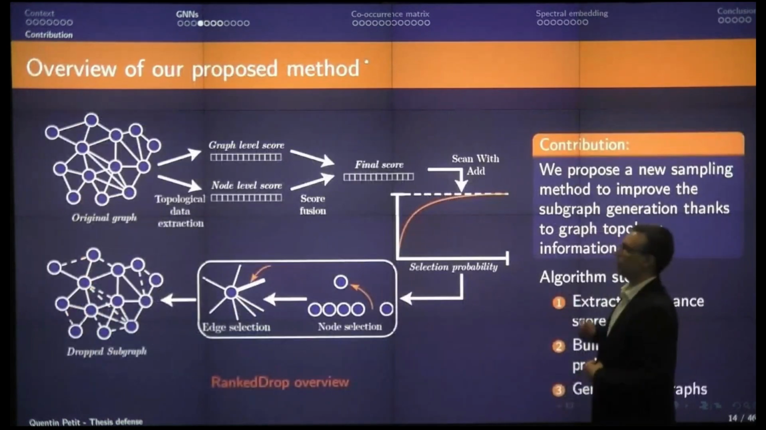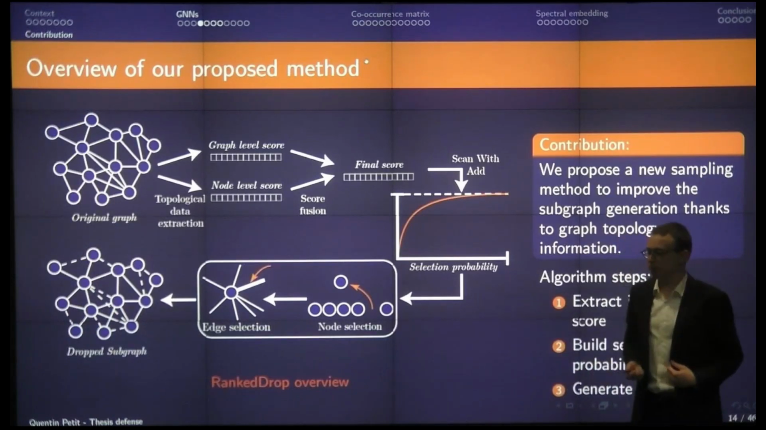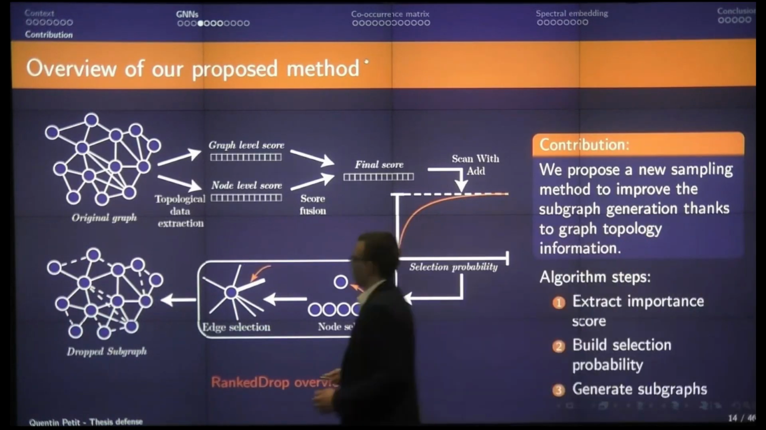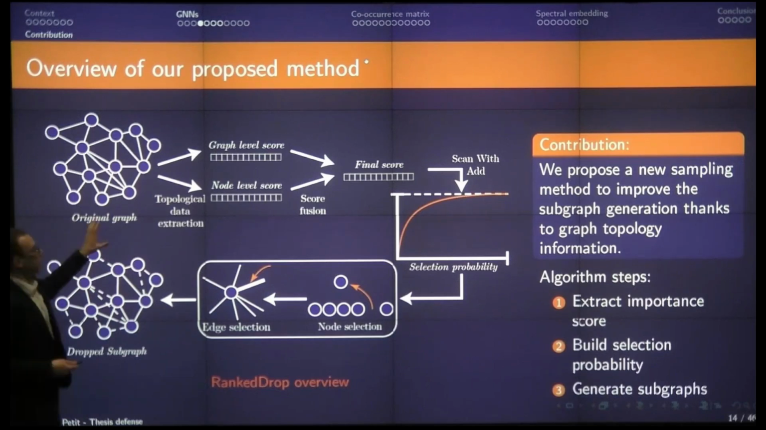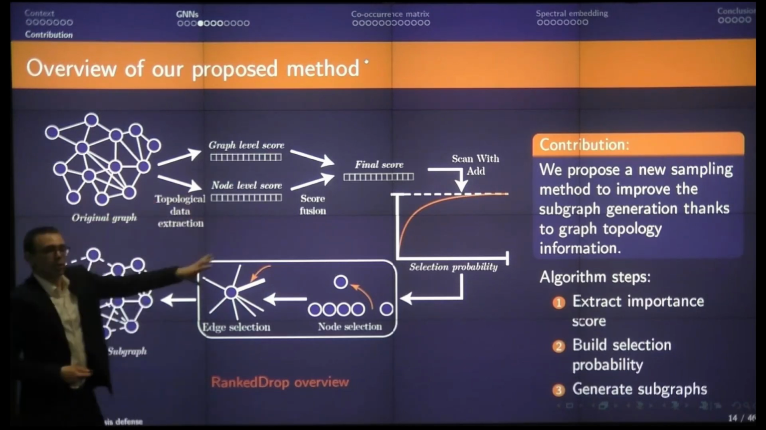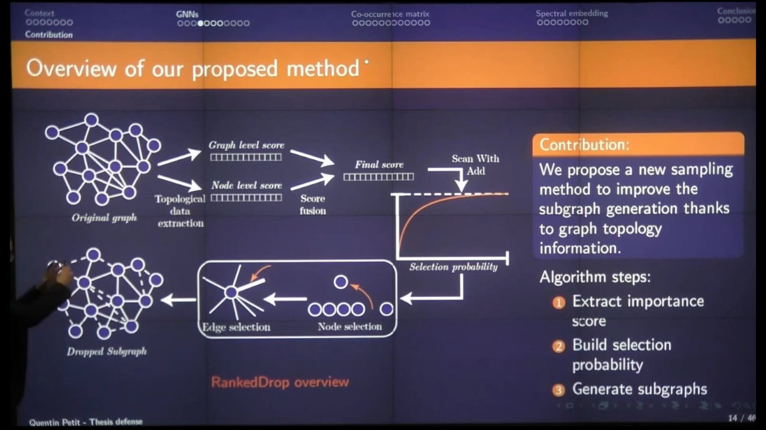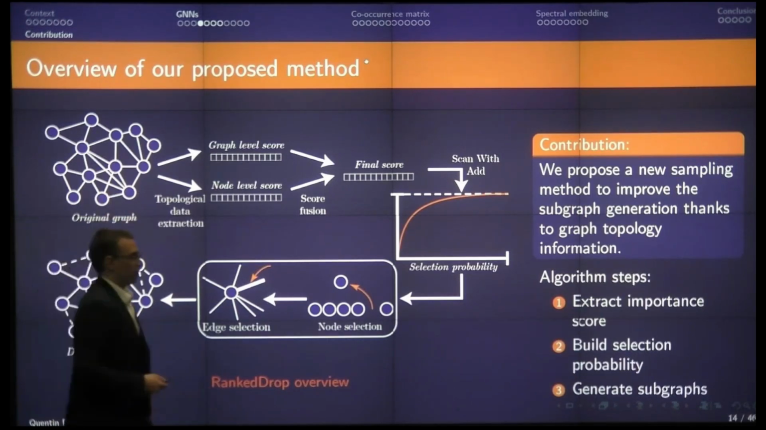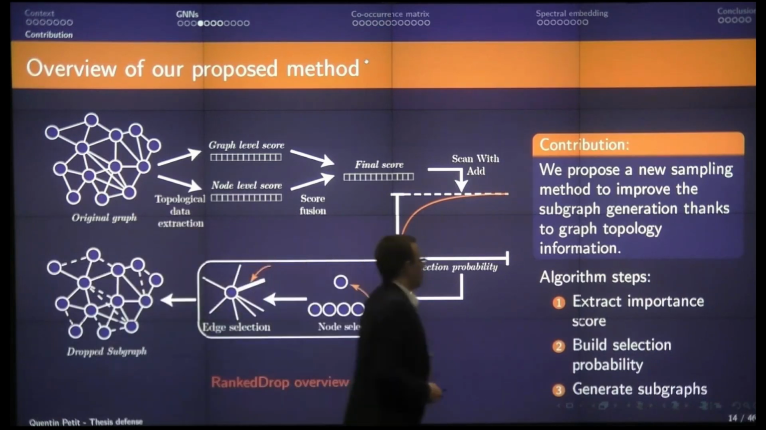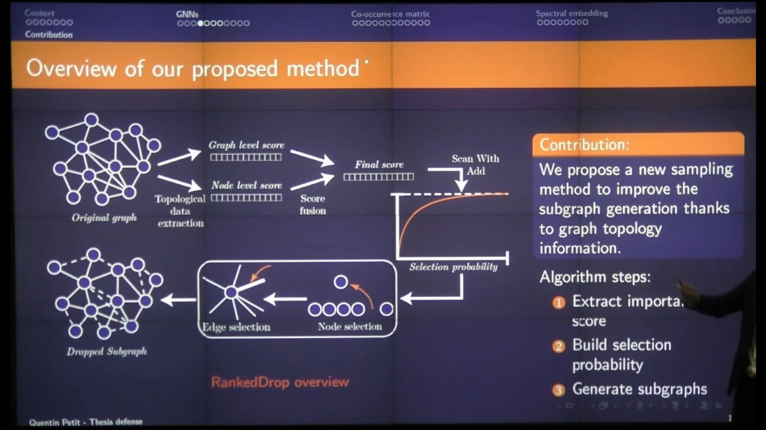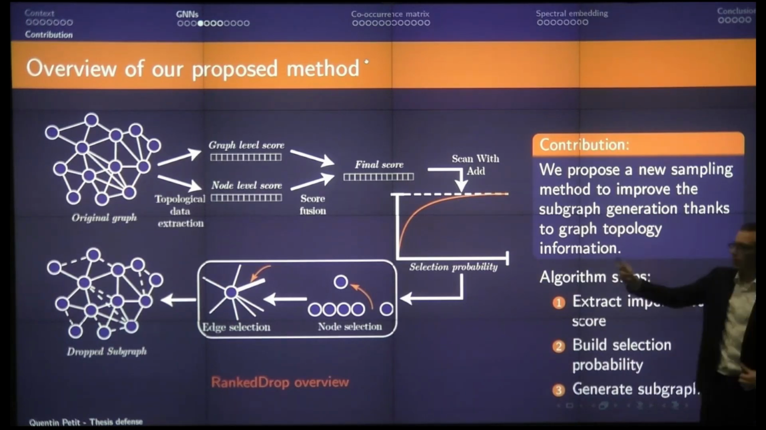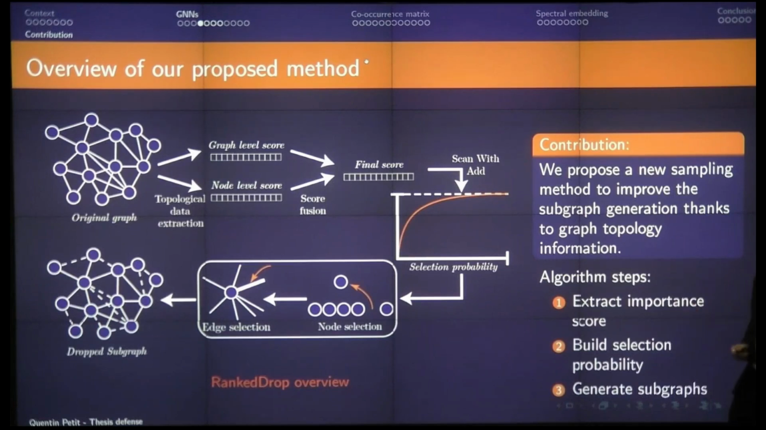So this is why we propose RankDrop. The goal of our method is to create a subgraph from the original graph, but based on some extracted topological information to construct this new graph, to be sure that this subgraph will have a similar structure to the original graph. For this algorithm, we have three main steps. The first one is to extract information from the graph. After that, we will build a selection probability and build the subgraph. We will see each step one by one.